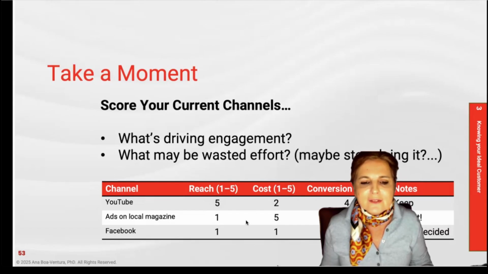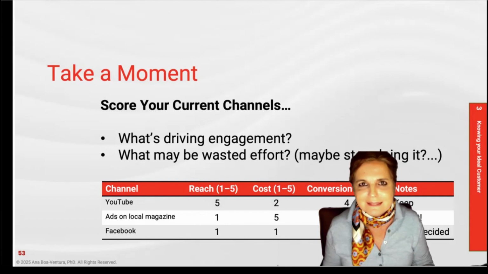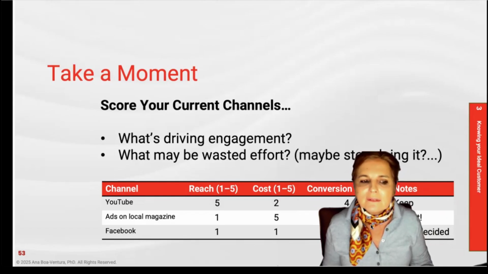And in this case, this would fall in the bad quadrant on that matrix we saw of engagement and effort. And in the case of Facebook, the reach is not great, the cost is low, and the conversion is not great. But here, you don't really need to drop it immediately. Maybe you could automate it. Maybe you could not invest too much of your time and energy, but it's something to be decided. Not like the other case, where absolutely you should drop it.